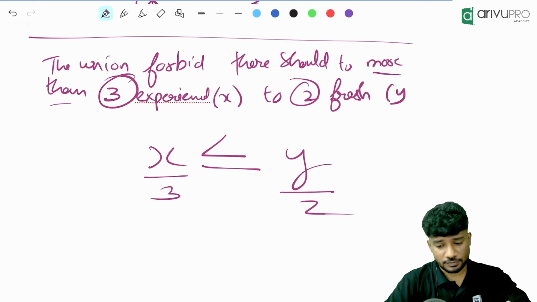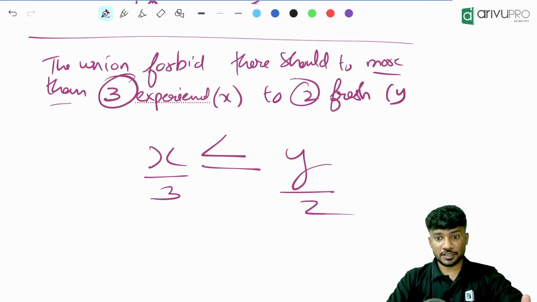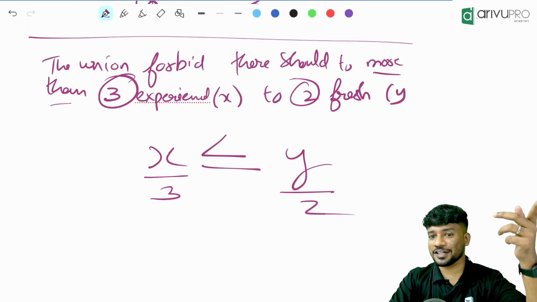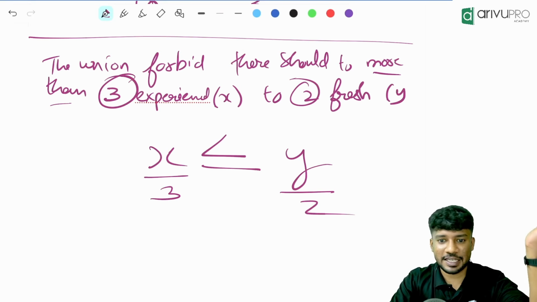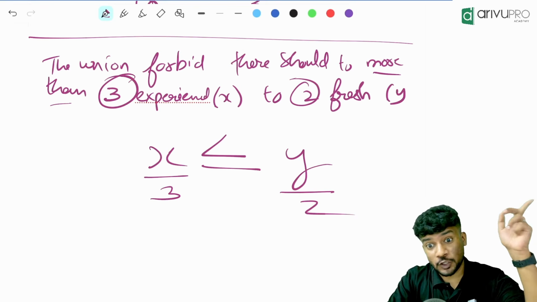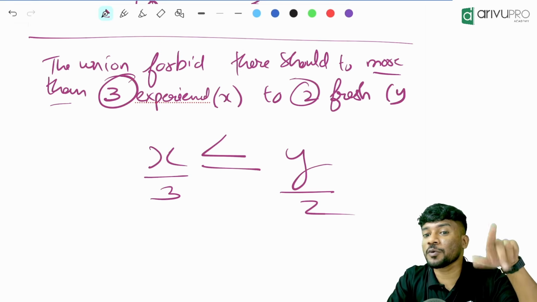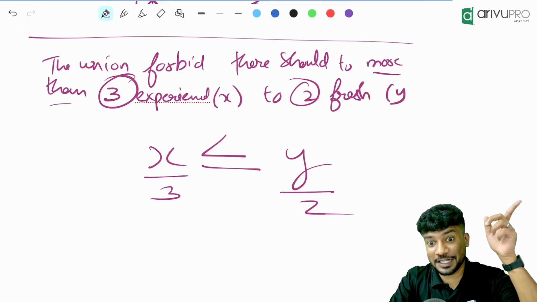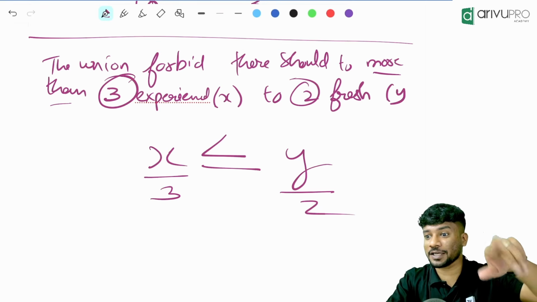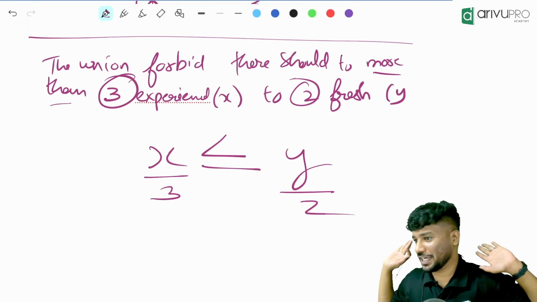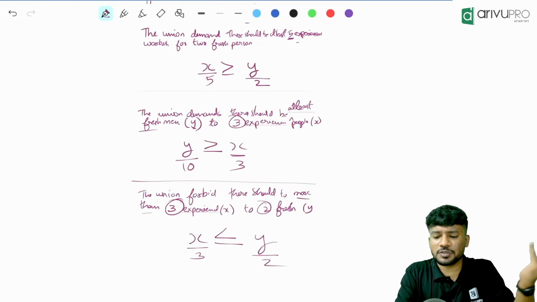Then what if union demands not more than? Not more than means what? We should take the opposite sign. Union demands not more than means we should take it as less than or equal to. Okay, keep it in your mind. Then union forbid not more than. Forbid and not is coming. Both will get cancelled off. Then what will remain? More than will be remaining. Keep this in your mind. Sometimes it will help you.